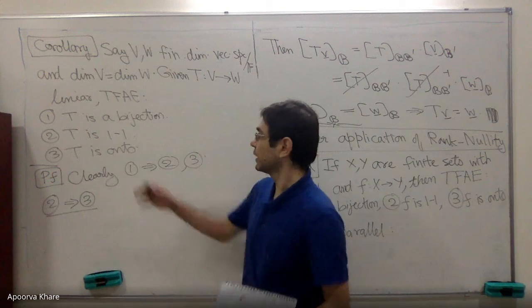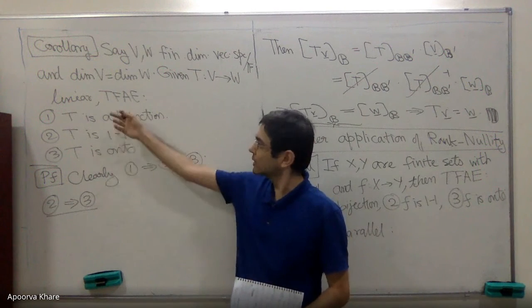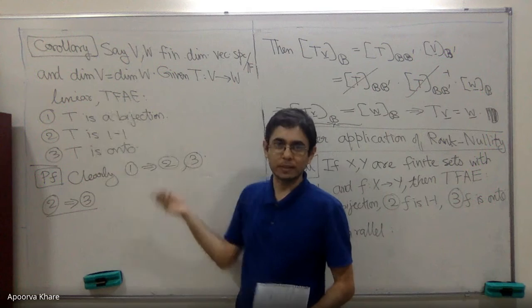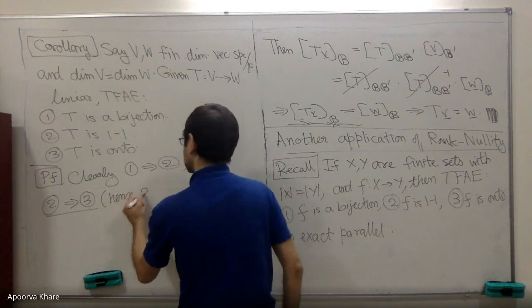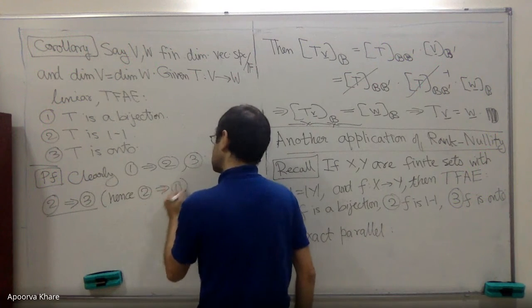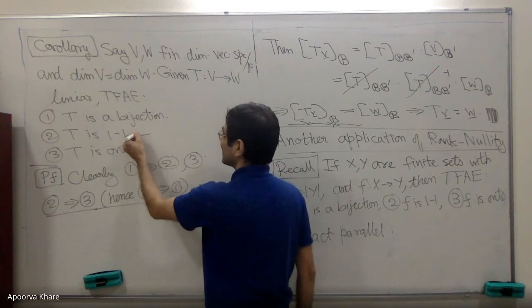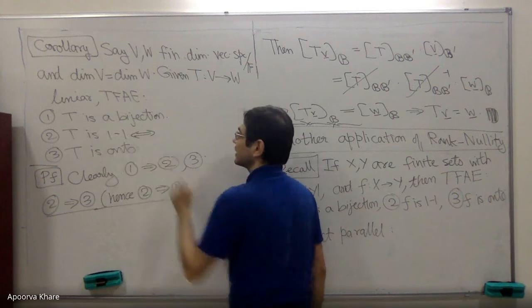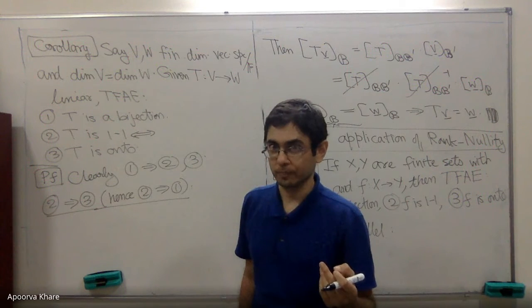Now, suppose I know T is 1 to 1. If I can prove that T is onto, then that implies it's a bijection, right? Okay, how do I do this? Well, let me write something here. T is 1 to 1 if and only if the kernel is 0.